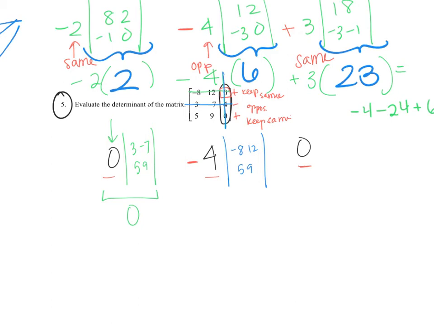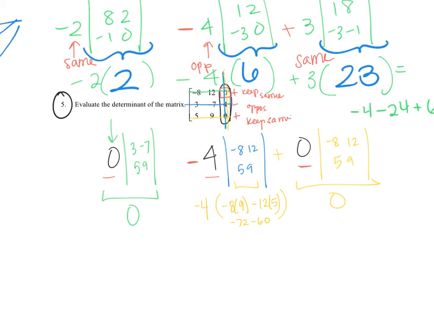And then lastly, the last element, crossing that off, it's going to leave -8, 12, 5, and 9. But again, this one's really nice because it's just 0. And so all I really have to calculate is this one determinant. So that will be -8 times 9 minus 12 times 5. And I'm going to multiply that by -4. So I have -72 minus 60.